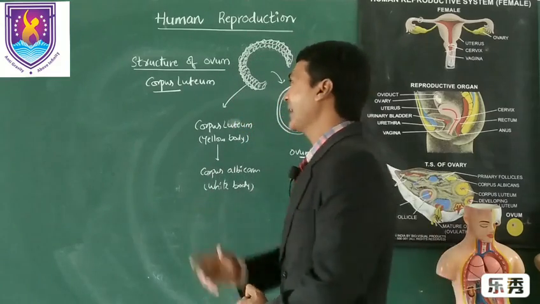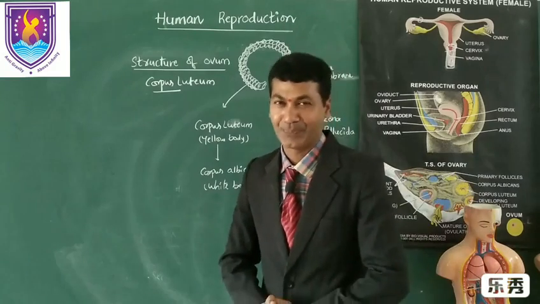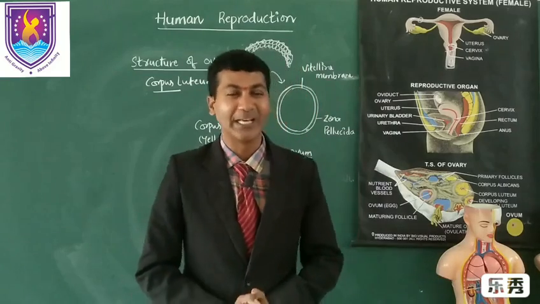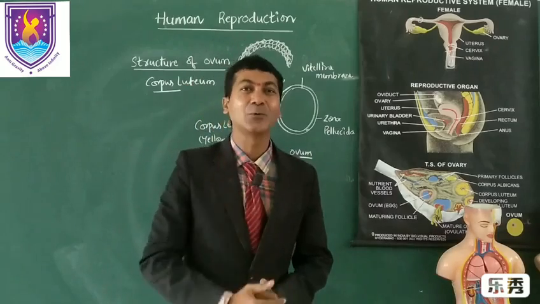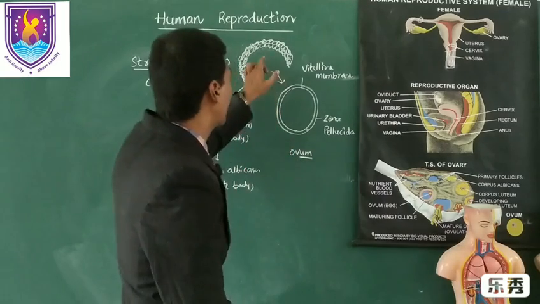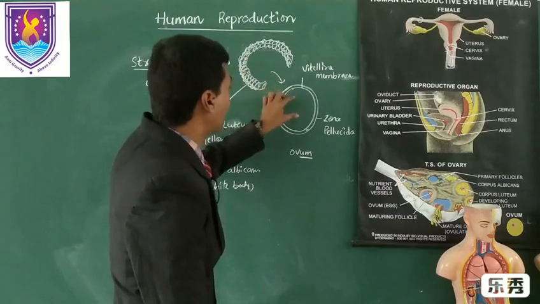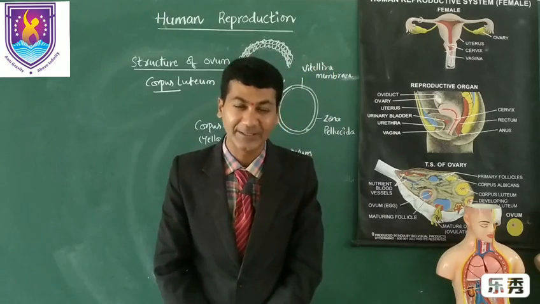Today I am going to explain to you the structure of the ovum and the structure of the corpus luteum. My dear students, once you recollect your knowledge of ovulation: ovulation is a process in which the secondary oocyte is released from the ovarian follicle. So, the release of the secondary oocyte from the ovarian follicle is known as ovulation.